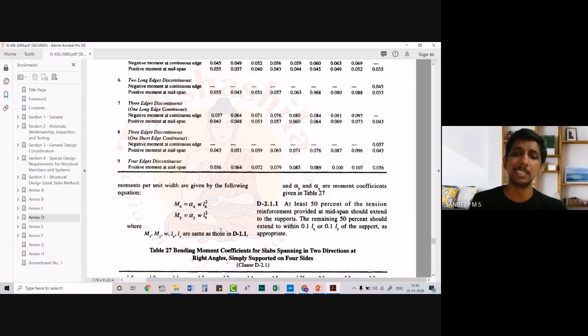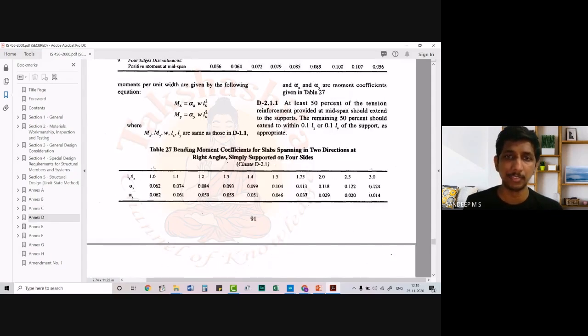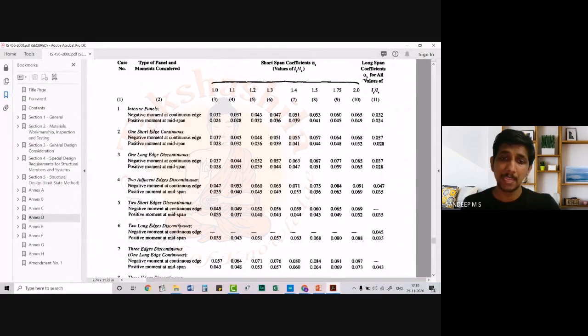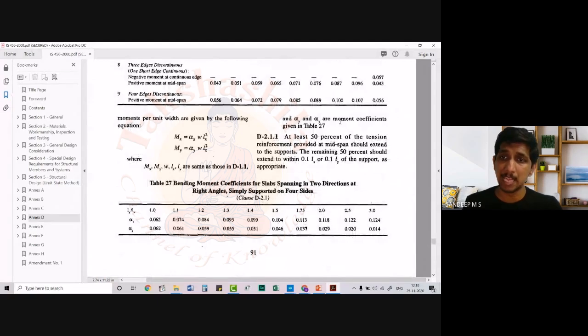Now we will see how to calculate the values of alpha x and alpha y. For that, you have to refer to Table 26 if you are going with a restrained slab, and take the values of alpha x and alpha y, which are the moment coefficients. When you come to simply supported, it is mentioned that alpha x and alpha y are moment coefficients given in Table 27. So again, there is a difference based on the support condition.